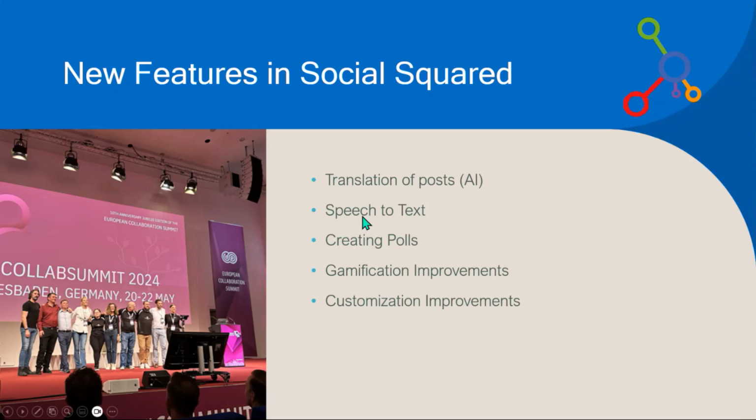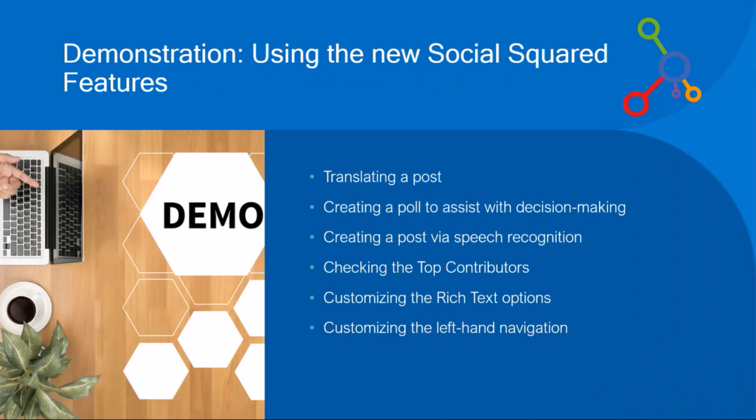We've also got speech to text recognition. So if something is keeping my hands busy, or if I'm walking and I want to dictate a post or a reply to a post, that's something I can now do. We can also create polls, so we can get feedback in a structured way to make better decisions. And we've also got some gamification improvements around the badges and the top contributors. And then finally, there are also some customization improvements which we're going to take a look at.